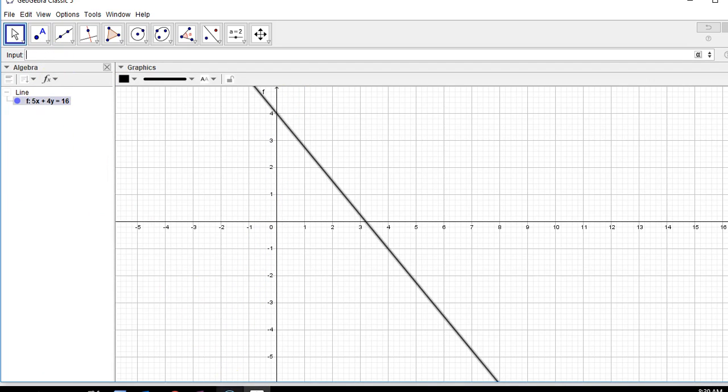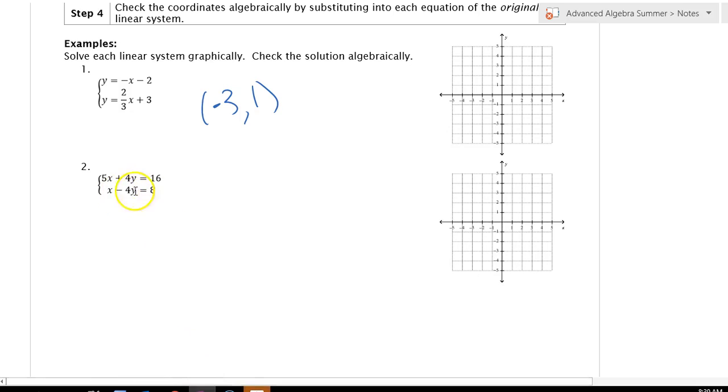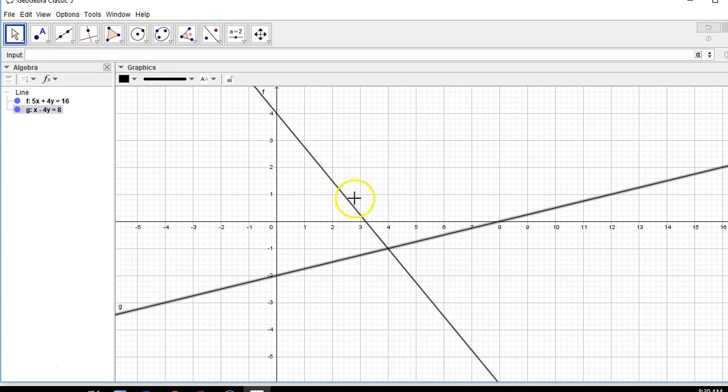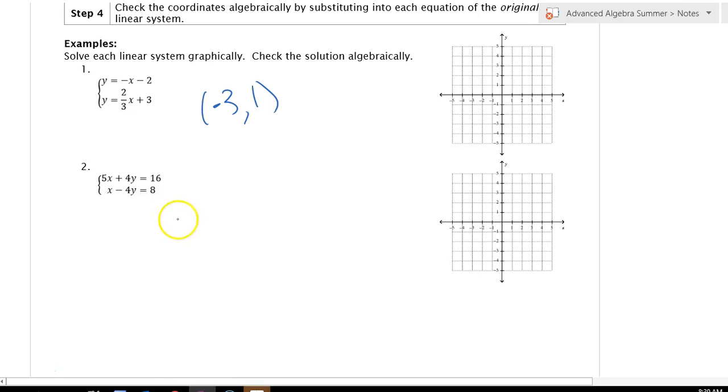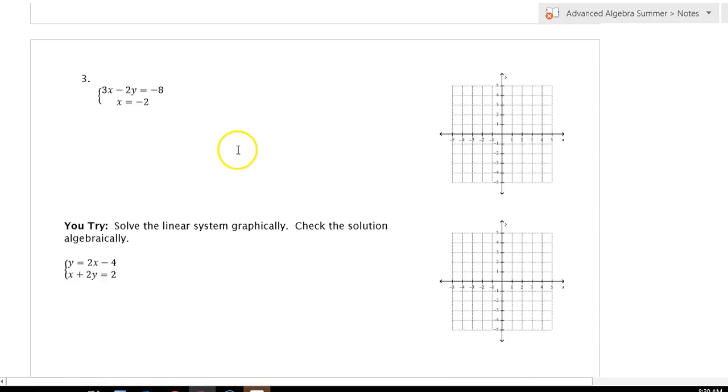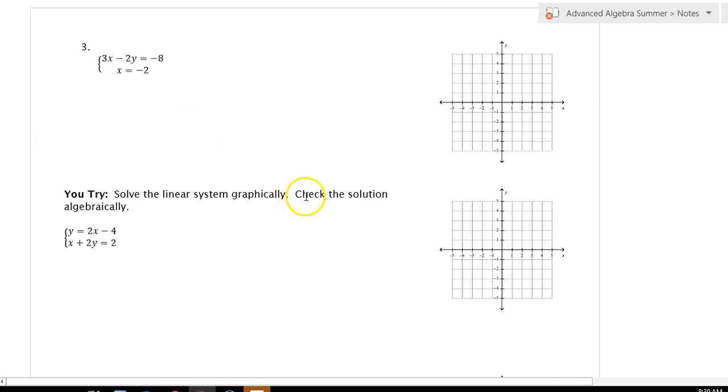Press enter. And for our next equation, x minus 4y equals 8. So x minus 4y equals 8. And we'll see our point of intersection is here at 4, -1. Alright. This one's the same thing, so we'll leave these up to optional practice. Again, at this point, when we're given a problem that is solved graphically, we can just utilize GeoGebra to graph those for us.